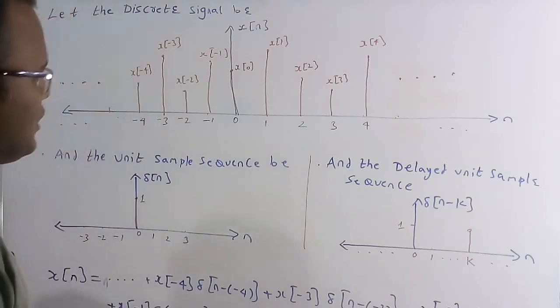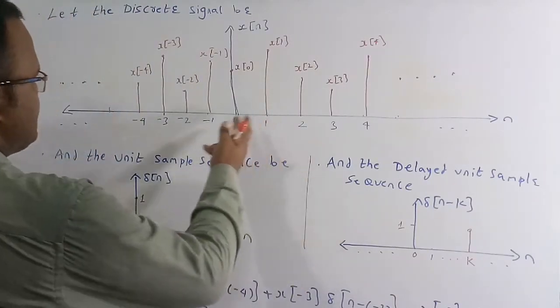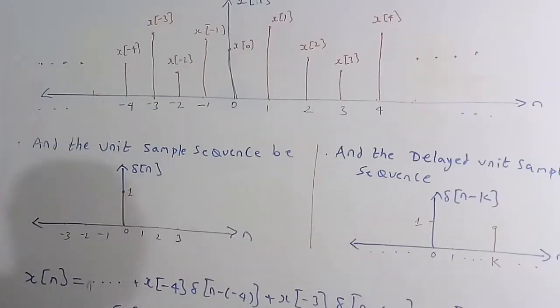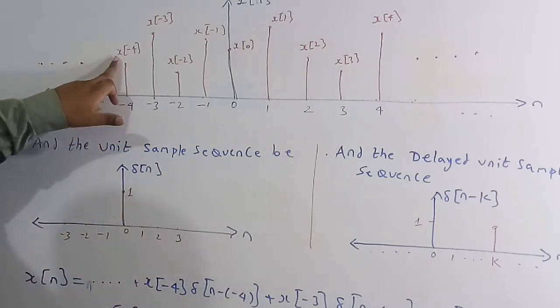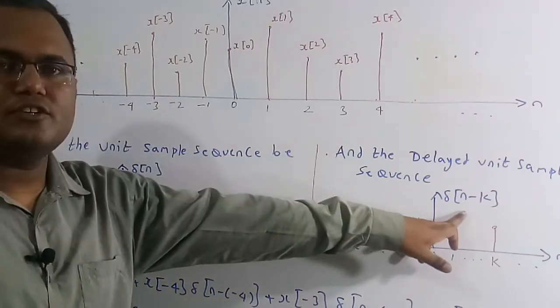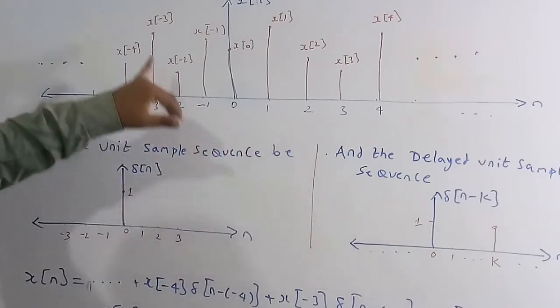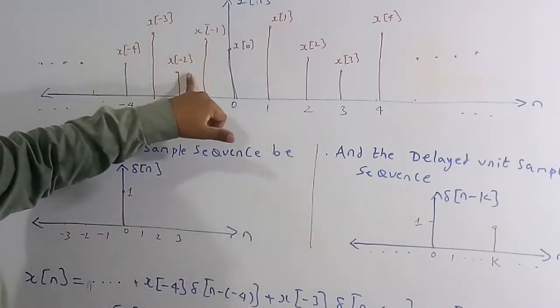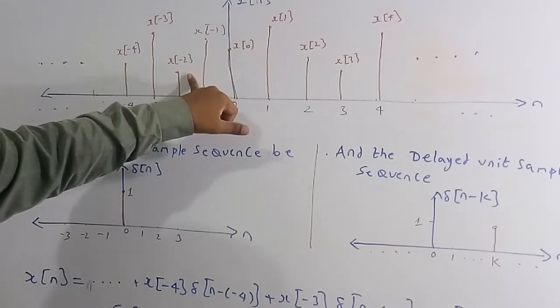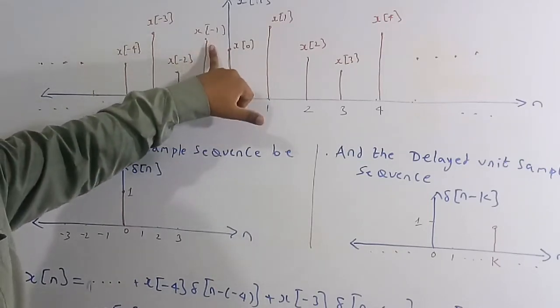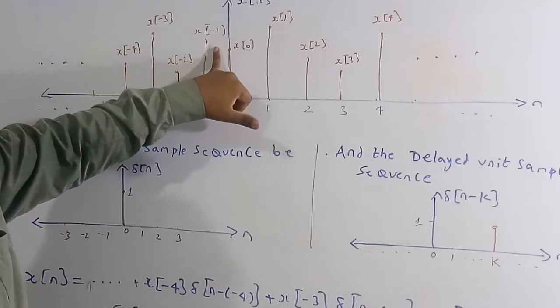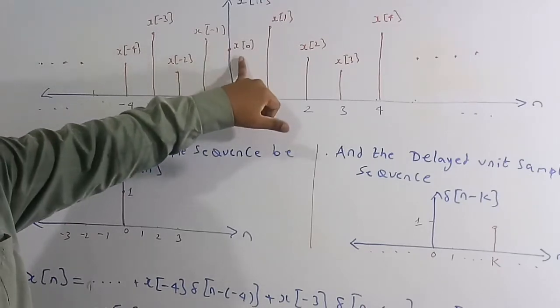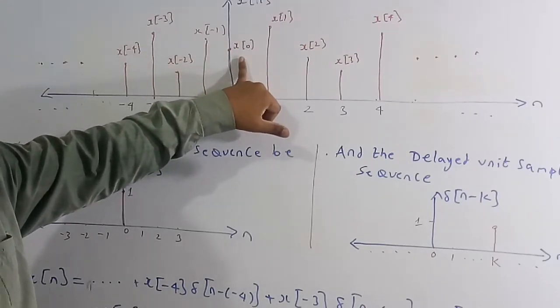So therefore, with the help of this, I am going to write this expression. x of n is equal to x of minus 4 into delta of n minus of minus 4, and similarly x of minus 3 into delta of n minus of minus 3, and similarly x of minus 2 into delta of n minus of minus 2, and similarly x of minus 1 into delta of n minus of minus 1, and similarly x of 0 into delta of n minus 0.